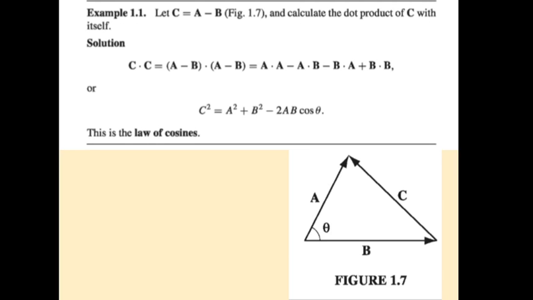Okay, so let's move ahead with a very small example, and you had learned this in your 11th and 12th grade. Figure 1.7: you have a vector A, you have a vector B, and the angle lying between them is theta. If I join A to B, it is the summation A plus B, that is equivalent to C, because of the parallelogram law.